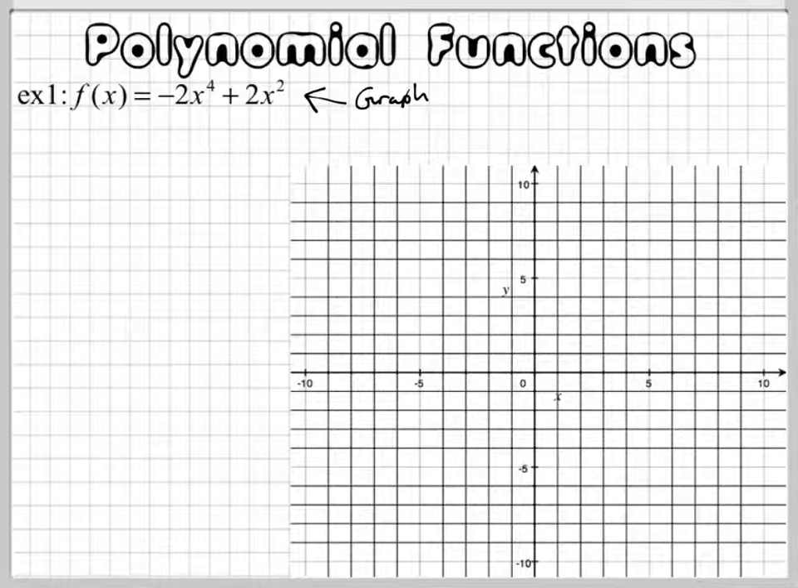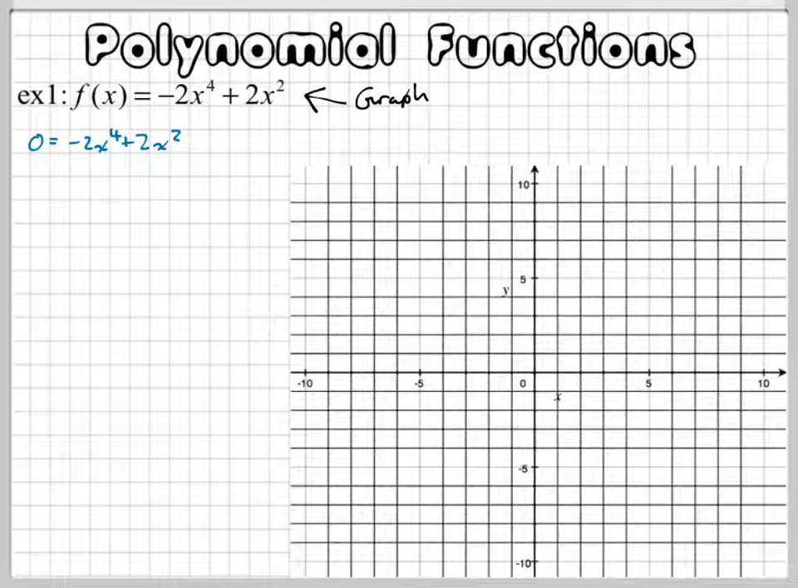One thing that you guys have already been doing before is find the zeros of a polynomial function. And in order to do that, what you do is you set f of x equal to 0. So you have 0 equals negative 2x to the fourth plus 2x squared. And then you factor and solve. You can factor just as long as it's factorable. We're going to use the zero property to find our zeros.